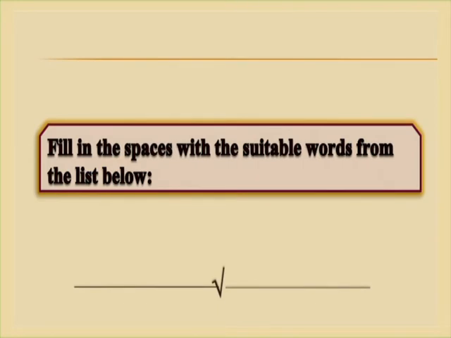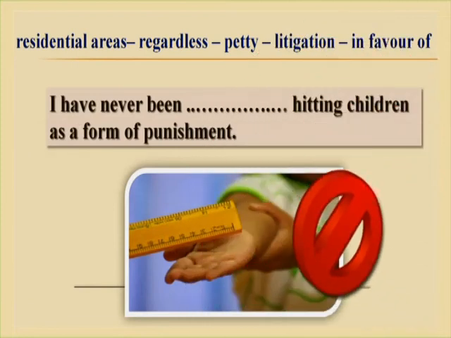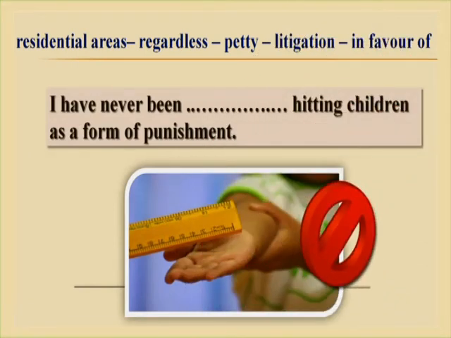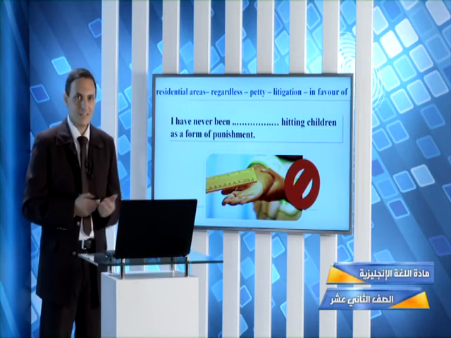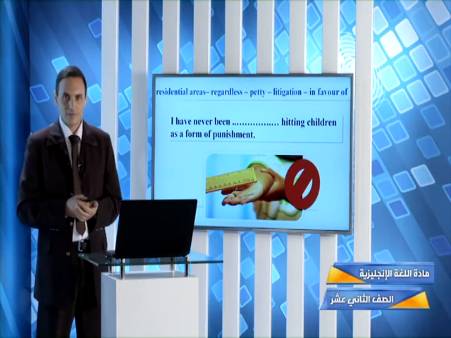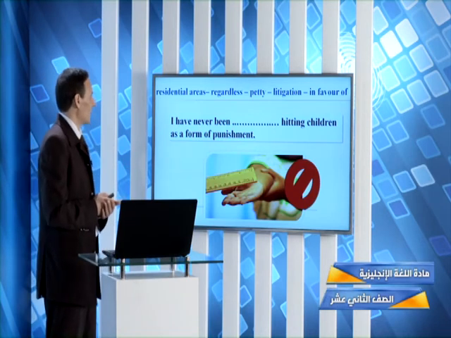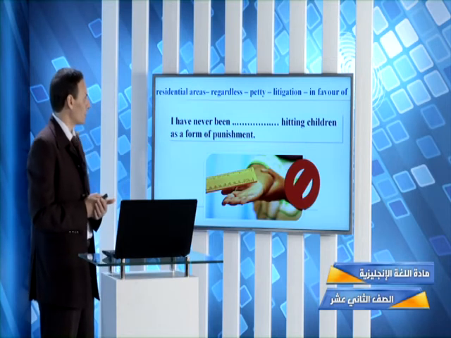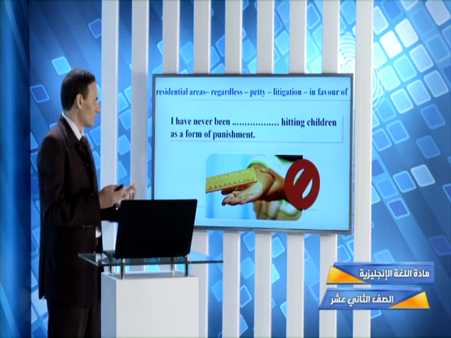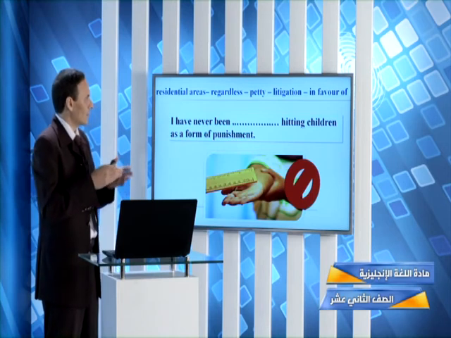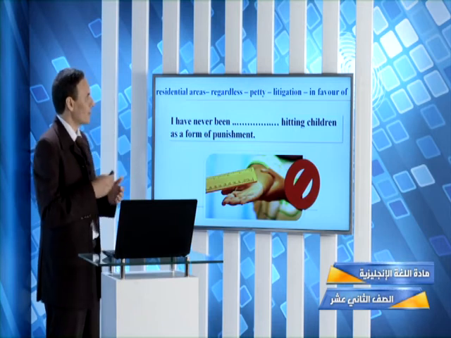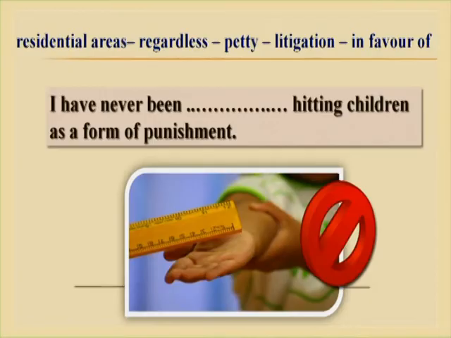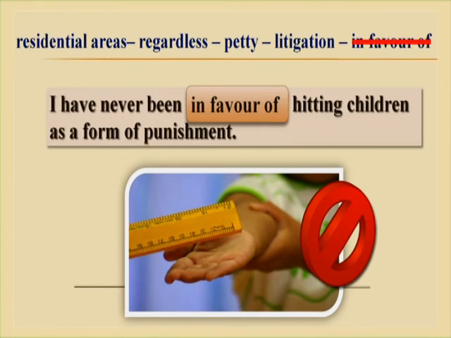Now fill in the spaces with the suitable words from the list below. Okay? The list of words: residential areas, regardless, petty, litigation, and in favor of. The sentence reads: I have never been, space, hitting children as a form of punishment. What I want to say is I am against hitting children as a form of punishment. So from the list of words, which word is the opposite of against? Great. It's the word in favor of.